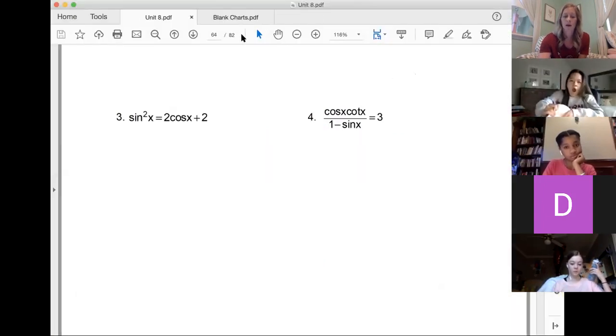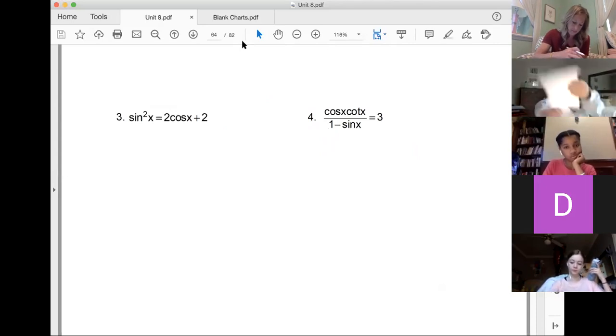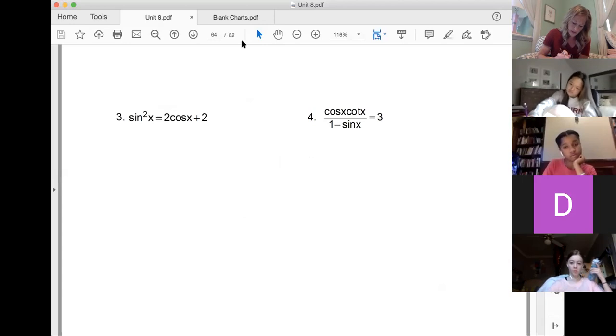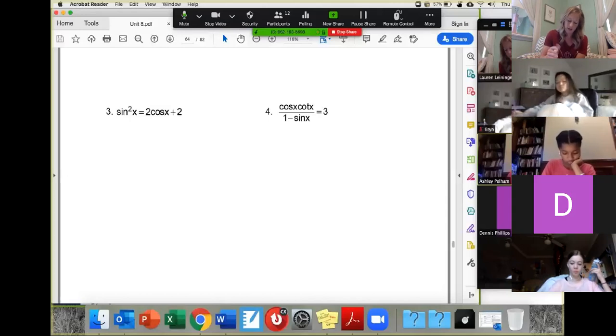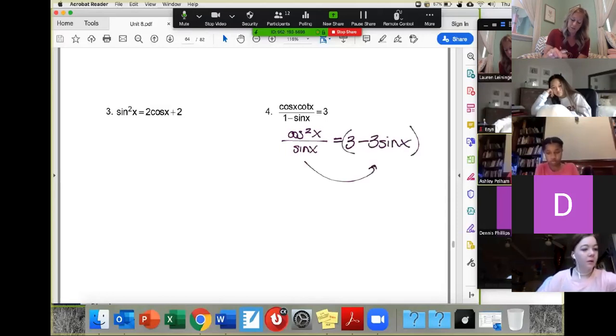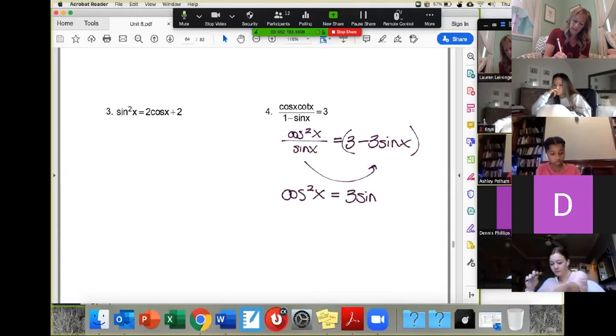Okay. Going back to that, if I can. Oops, hang on. I was at the place where I had cosine squared over sine is equal to 3 minus 3 sine. So just like I did on the last one, I don't really want to keep fractions here. So I would then also go ahead and multiply the sine over to the right-hand side and distribute it in. So this gives me cosine squared is equal to 3 sine minus 3 sine squared.